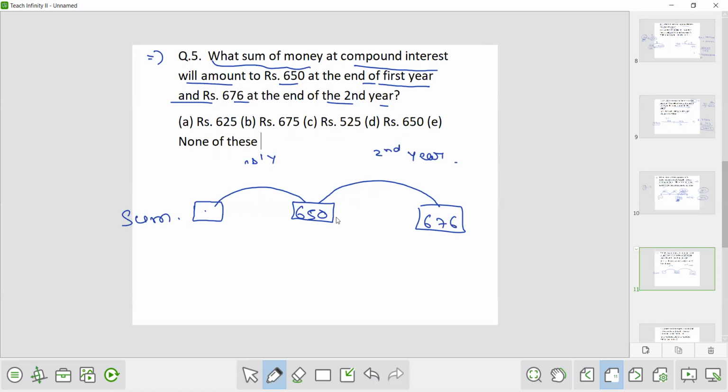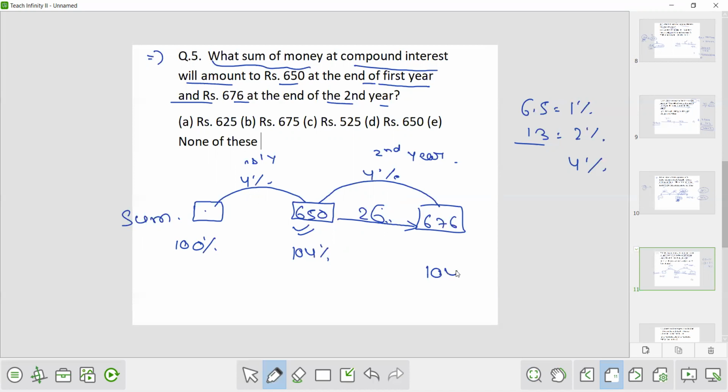Now how much is the increase? The increase is 26. Now this 26 is how much percent of this 650? So 650 is 100%, so 65 is 10%, so 6.5 is 1%. So 13 is 2%. So if 13 is 2%, 26 is how much? 4%. So the rate of interest is 4%. So it will also be 4%. So if this is 100%, the increase is 4%, so it will become 104%.